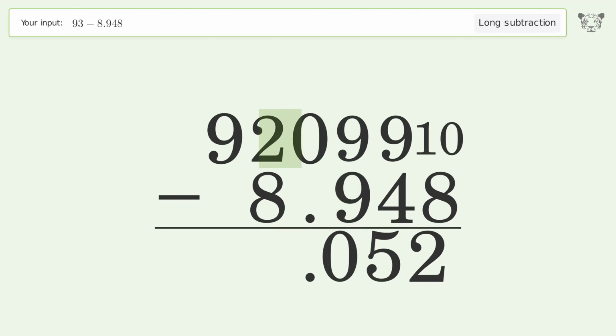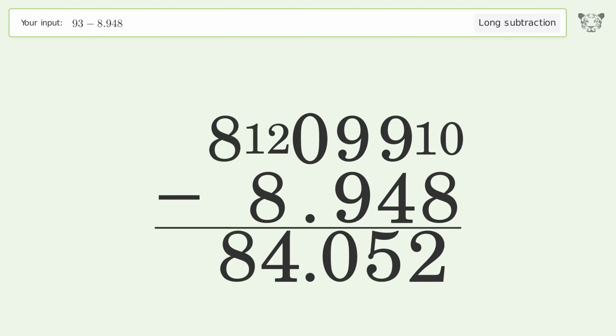Because the upper digit, 2, in the ones column is too small to get a positive difference, borrow 1 from the digit, 9, in the next number place, which becomes 8, and get 12. 12 minus 8 equals 4. Write 8 in the tens place. And so the final result is 84.052.